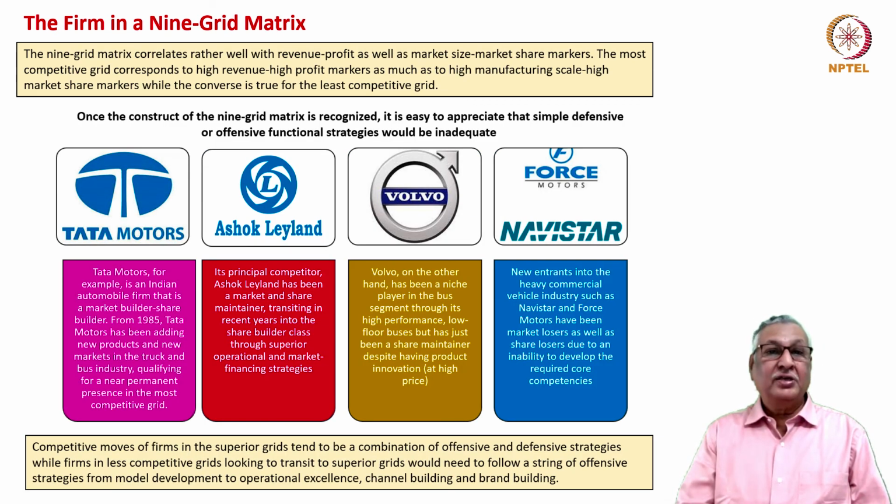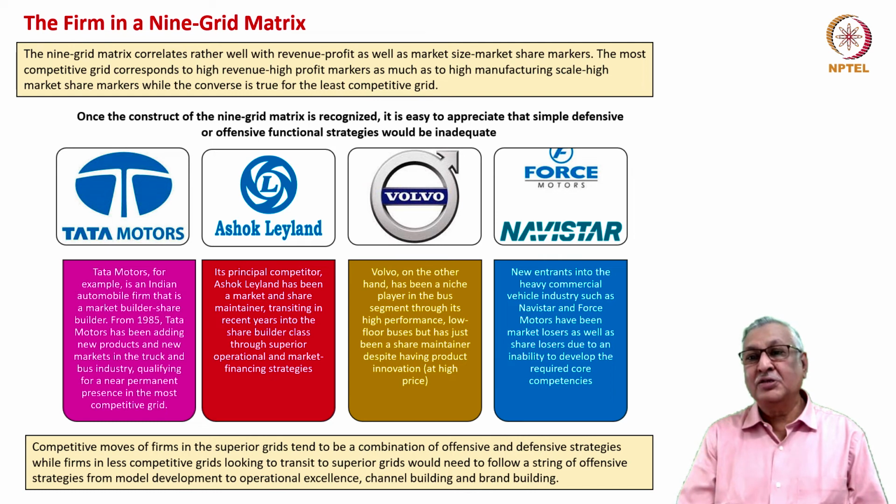Let's look at this 9 grid matrix to understand a typical firm. It works well with revenue, profit as well as market size, market share markers. The most competitive grid corresponds to the high revenue, high profit markers as well as to high manufacturing scale and high market share markers. And the converse is true for the least competitive grid. Once this construct of 9 grid matrix is recognized, we can easily see that simple defensive or offensive functional strategies would not be adequate. We need to have more elaborate strategies.